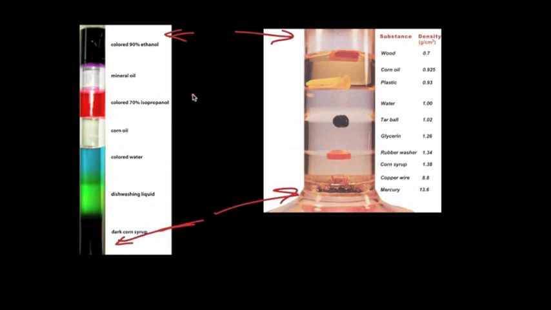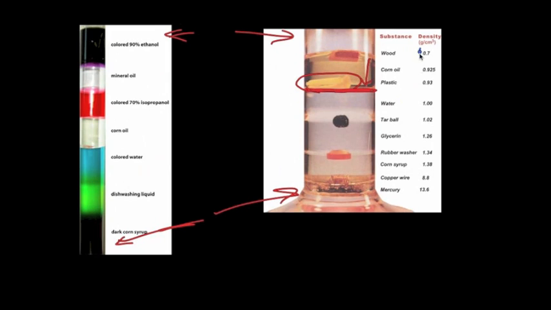You can obtain some very important information from these density columns. For instance, you could state qualitatively that this plastic object is more dense than the corn oil because it sank through the corn oil, but it is less dense than the water because it's floating on top of the water right there. It stops when it gets to the water.